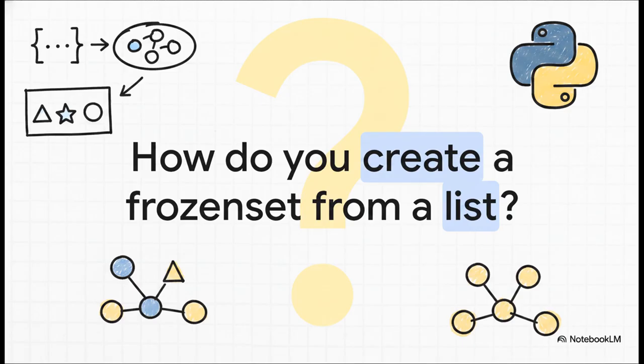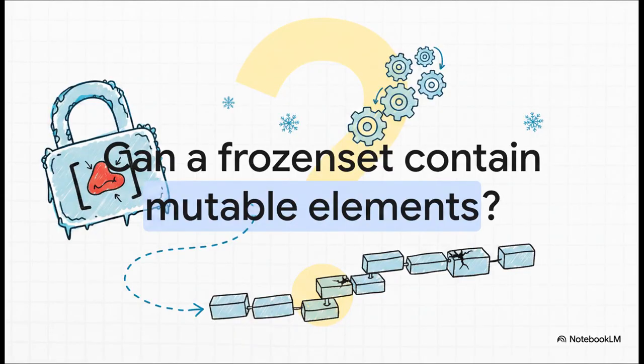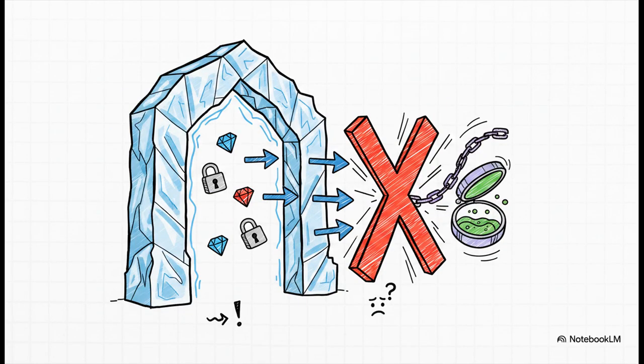Question 4. How exactly do you create a frozen set out of an existing list? It's just a single function call. Pass any iterable, a list, a tuple, whatever, straight into the FrozenSet constructor, and it locks it down. Easy as that. Let's see how strict this really is. Question 5. Can a frozen set contain mutable elements inside of it? No way. It is strict all the way down. Every single element inside a frozen set must also be hashable and immutable. You definitely cannot sneak a regular list or set in there.